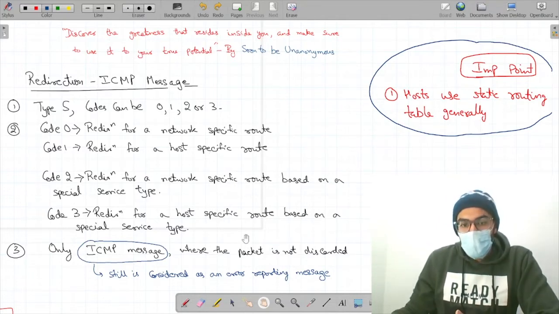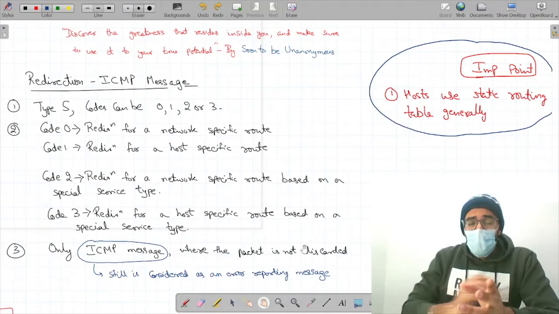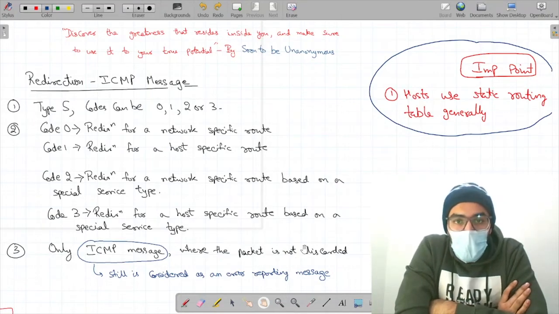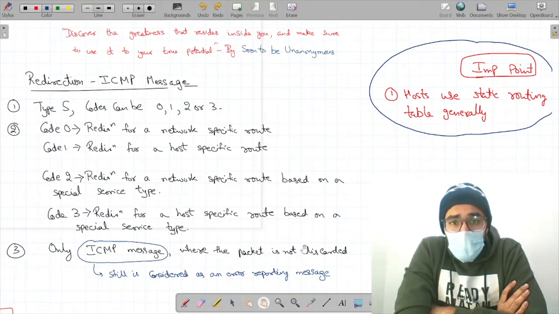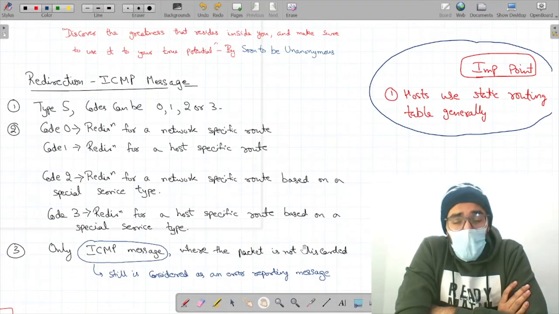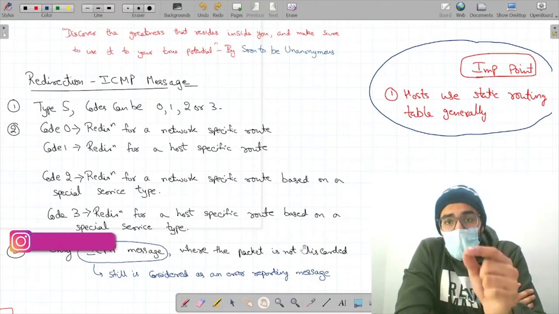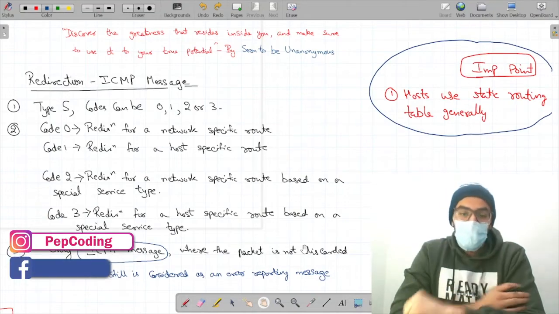Now, before moving on further, I would like you to focus upon this great quote that I have written on the board: discover the greatness that resides inside you and make sure that you use that greatness to its utmost capability. The greatness lies inside you. Remember that.